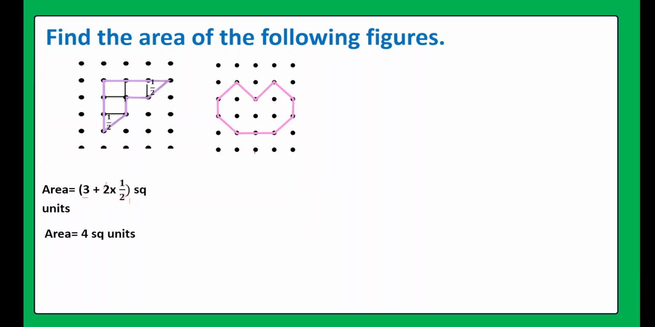Similarly, second figure. Here we can count the number of square units as 1, 2, 3, 4, 5, 6. Similarly, 6 halves are there: 1, 2, 3, 4, 5, 6. Therefore, 6 plus 3, 9 square units.